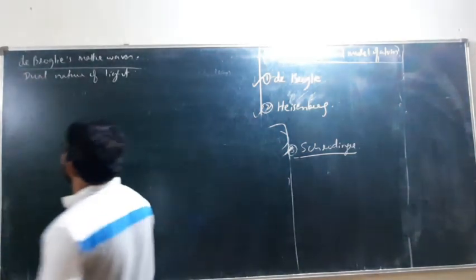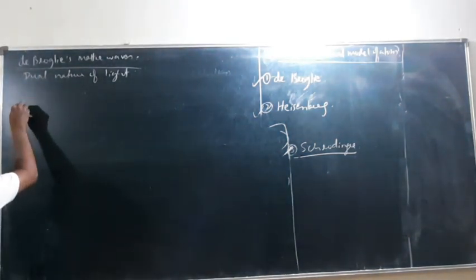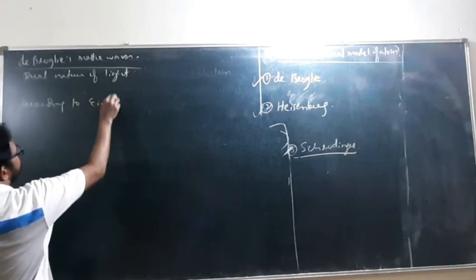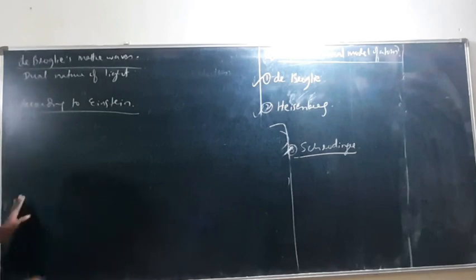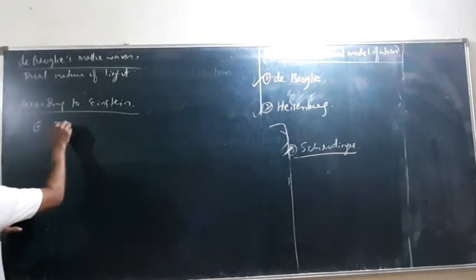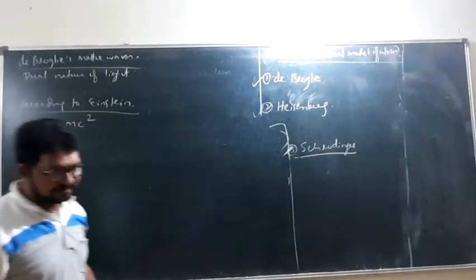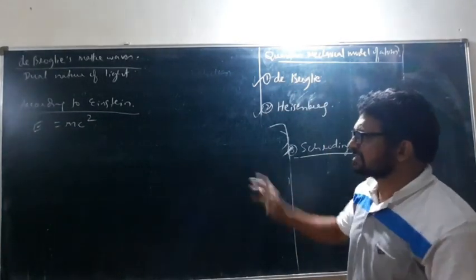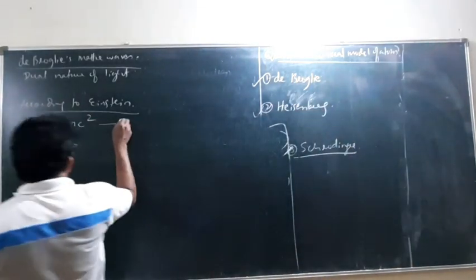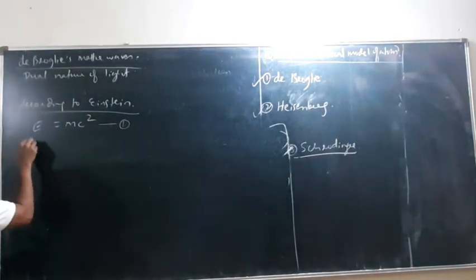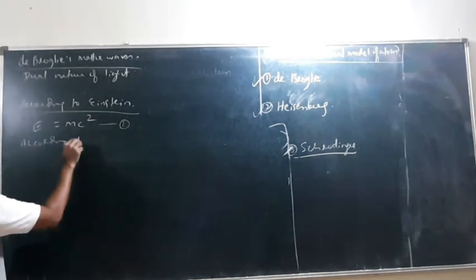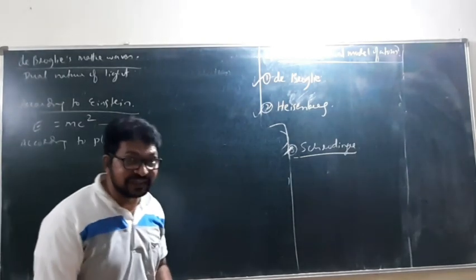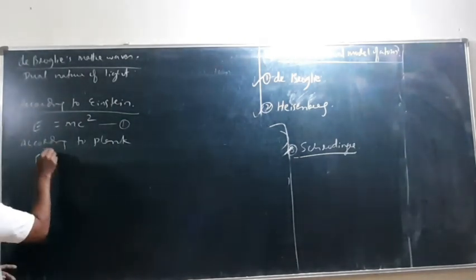See, look here, what he did, I will tell you. Einstein, E equal to mc square. Is it correct? This is supporting 100% particle nature. Mass is there for a particle, and c is the velocity. You are all aware. E equal to mc square. According to Planck, again a particle nature, but this also supports dual nature. E equal to h nu.